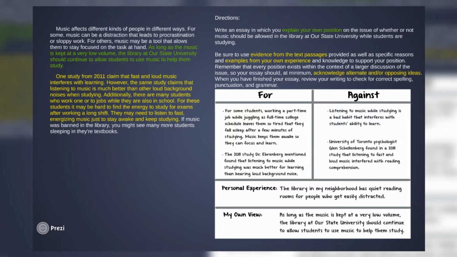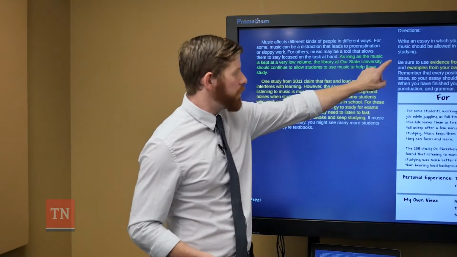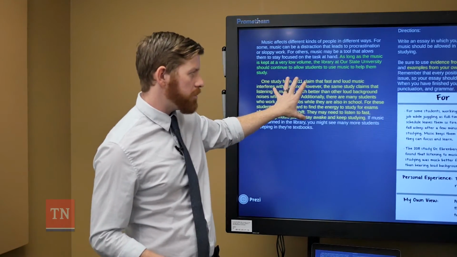However, the same study claims that listening to music is much better than other loud background noises when studying. Additionally, there are many students who work one or two jobs while they are also in school. For these students, it may be hard to find the energy to study for exams after working a long shift. They may need to listen to fast, energizing music just to stay awake and keep studying. If music was banned in the library, you might see many more students sleeping in their textbooks. So in this case, notice that I've used the evidence from the text passages here.